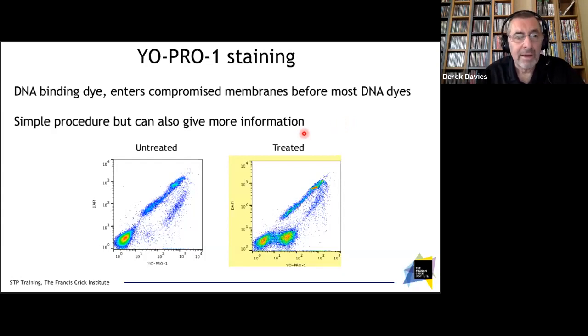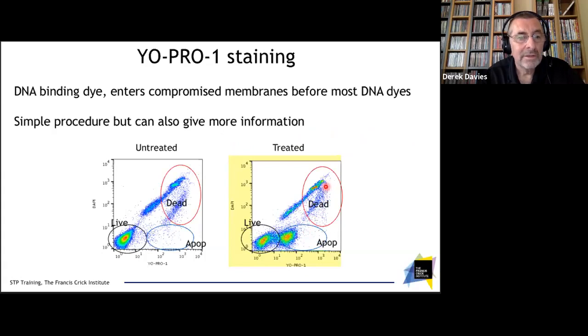So here we have our usual untreated and treated plots. Here are my live cells, which are again negative for YoPro, and in this case we've used DAPI as a viability dye. Here are my cells that have entered early apoptosis. The membrane pumps that normally would keep YoPro-1 out of the cell are broken down, so YoPro-1 enters the cell, binds to the DNA. Then cells start to become permeable, they die. So cells will become positive for both YoPro and DAPI.